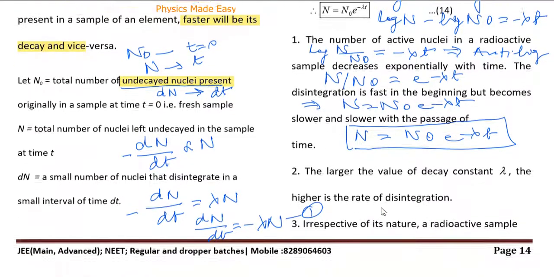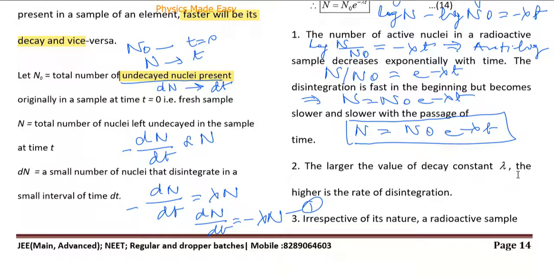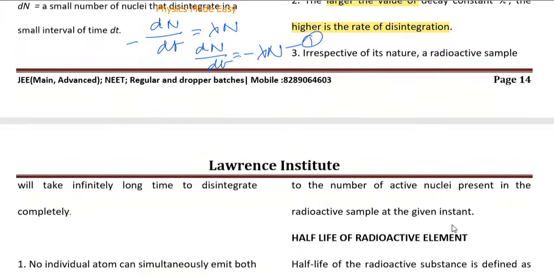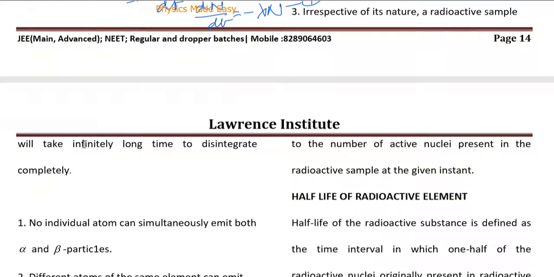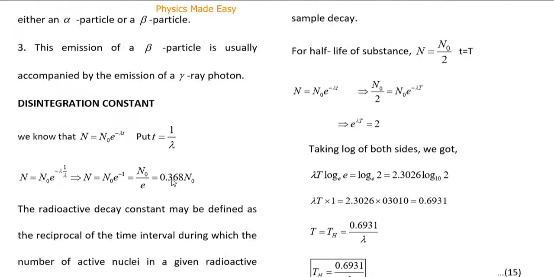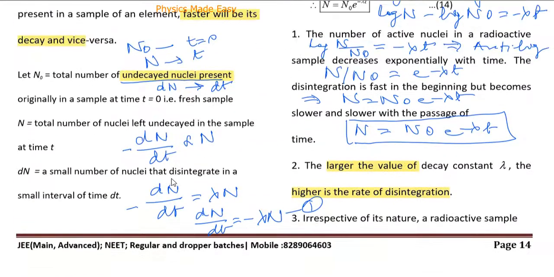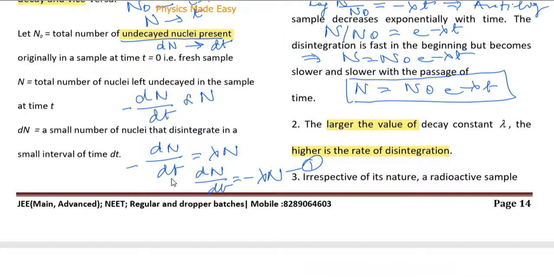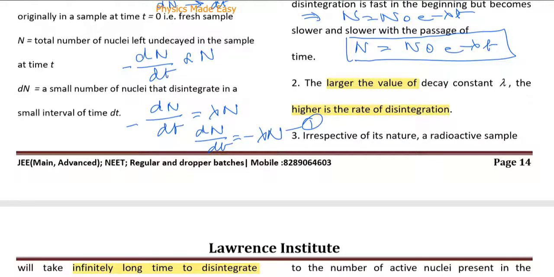The larger the value of the decay constant lambda, the higher will be the rate of disintegration. Irrespective of the nature of the radioactive sample, it takes infinitely long time to disintegrate completely. For example, you are seeing that the curve is exponential. What does this mean? I will draw the curve here.